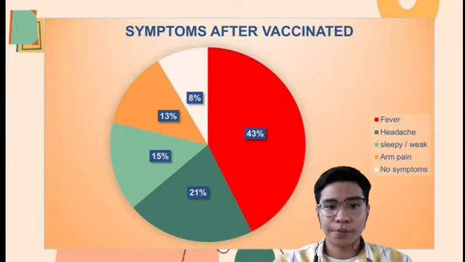So, look at the graph. As you can see, the red color is the fever, where 43% of students got a fever after vaccination, and 20% of students got a headache. After that, 50% of students felt sleepy or their body became weak. Next, 13% of students felt arm pain, and last, only 8% had no symptoms after vaccination.